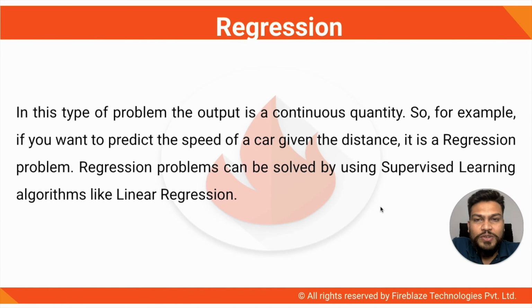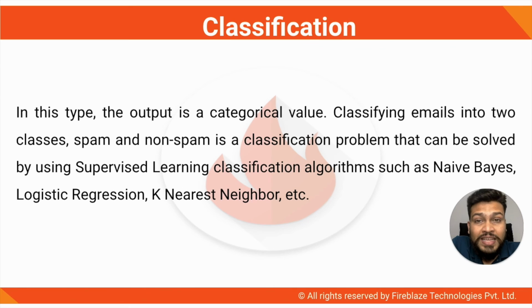So if I just try to show you, regression, in this type of problem, the output is a continuous quantity, a value. So for example, if you want to predict the speed of a car given the distance, it's a regression problem. Your speed of a car is a value, right? So a regression problem can be solved using supervised machine learning algorithms. Example, linear regression. Linear regression is the name of an algorithm which is used in regression, which is a part of supervised machine learning algorithms.